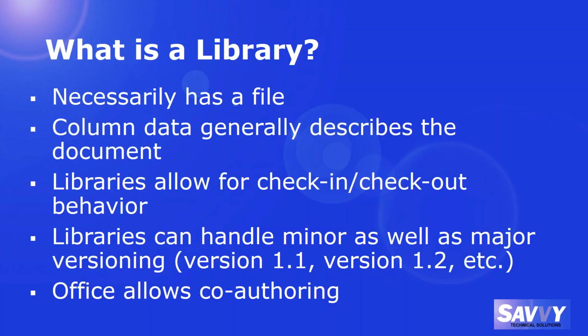version, which means that I can be actively working on a document and saving it while everybody else is looking at the previously published version. Published versions would have a whole number associated with them, whereas the draft versions would have an incremental number. Office does allow for co-authoring, which is also another nice feature when you're working with documents in a library, which is different than working with list items.